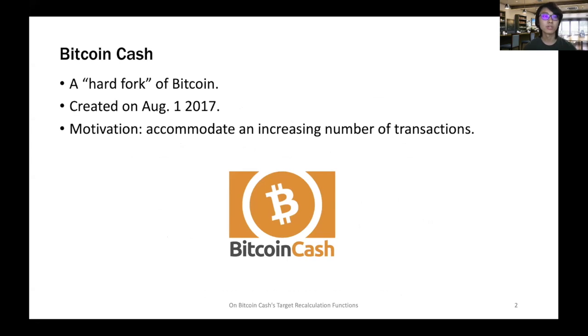So Bitcoin Cash is a cryptocurrency and was created in August 2017 from a hard fork of Bitcoin. The motivation for this hard fork is to accommodate an increasing number of transactions. And this is achieved by enlarging the block size to improve the transaction throughput.